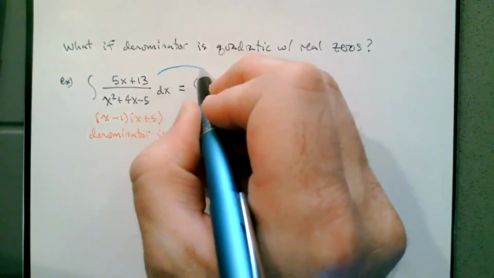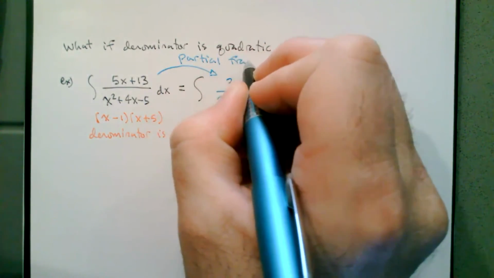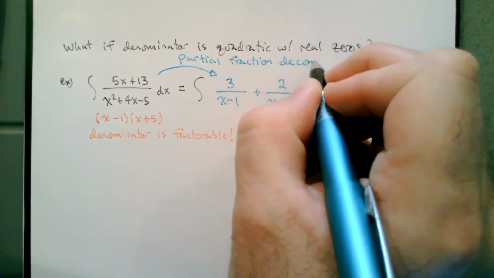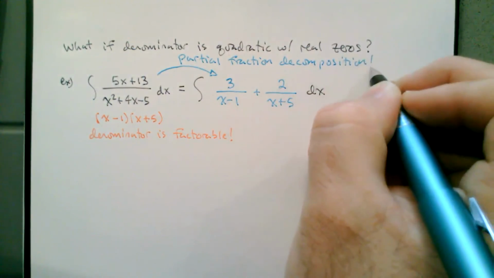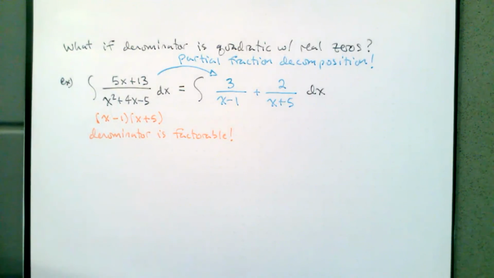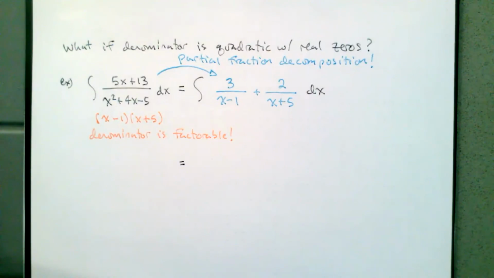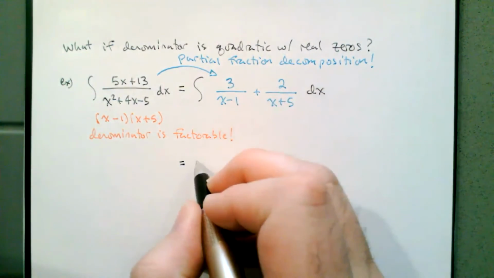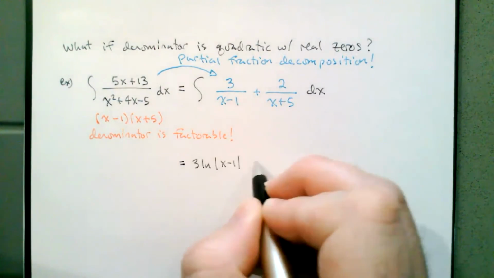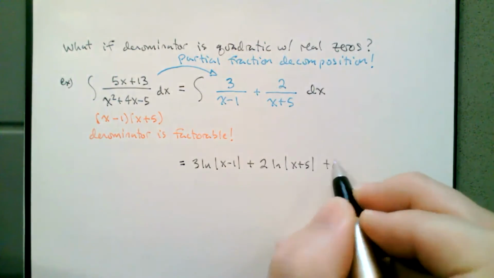And the process that takes us from this rational function to this rational function is called partial fraction decomposition. You can see that if we rewrite this fraction, 5x plus 13 over x squared plus 4x minus 5, as 3 over x minus 1 plus 2 over x plus 5, then it's really easy to integrate based on what we just learned about integrating rational functions with linear denominators. The integral of 3 over x minus 1 will just be 3 times the natural log of the absolute value of x minus 1. The integral of 2 over x plus 5 will just be 2 natural log of the absolute value of x plus 5, plus c.